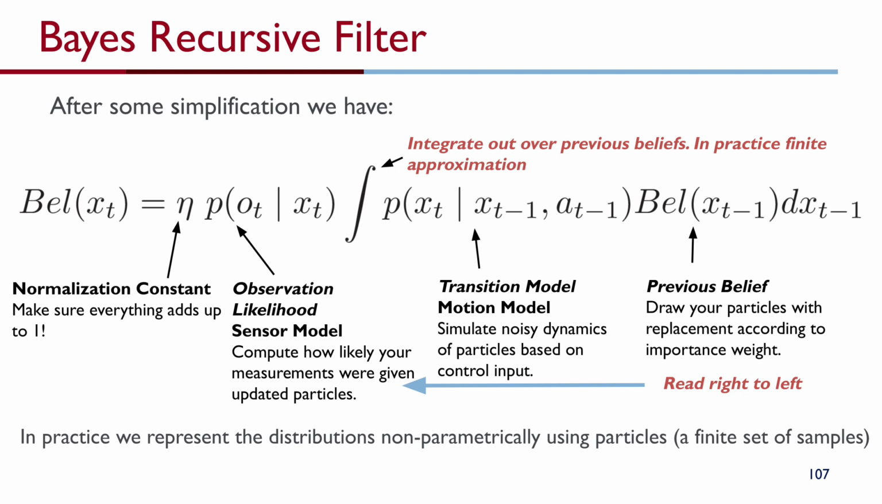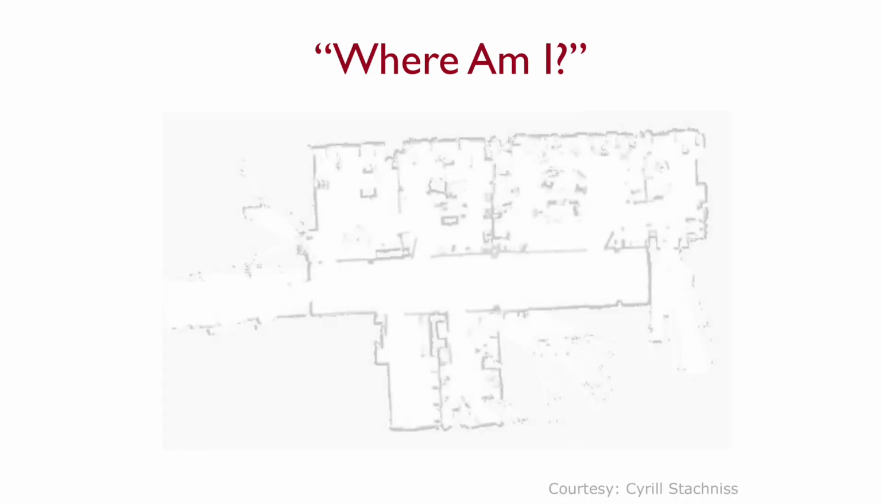We call these particles. Here is a map of an indoor environment. If you place a robot somewhere inside this map, the very first question the robot must answer is, "Where am I?" At this moment, the robot has no idea where it is. All it has are its sensor readings, like LiDAR scans, and an existing map. Localization is the process of estimating the robot's pose on this map.